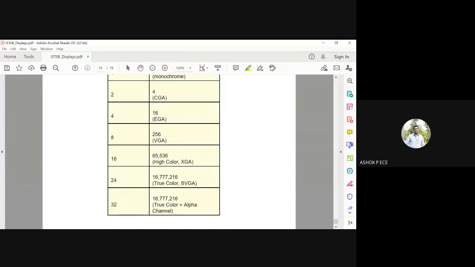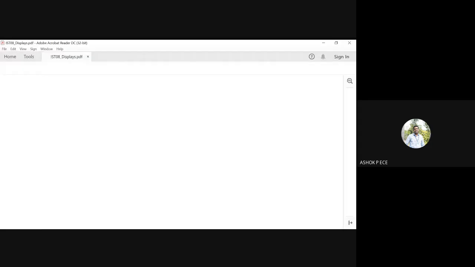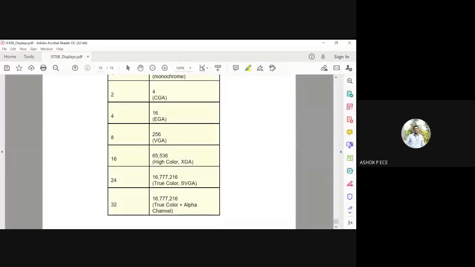16-bit means you're going to have 65,536 colors. That is called XGA. XGA is extended graphics array. Then we have 24-bit, which means you'll have 16,777,216 colors. It is called SVGA. SVGA is Super VGA, Super Video Graphics Array.